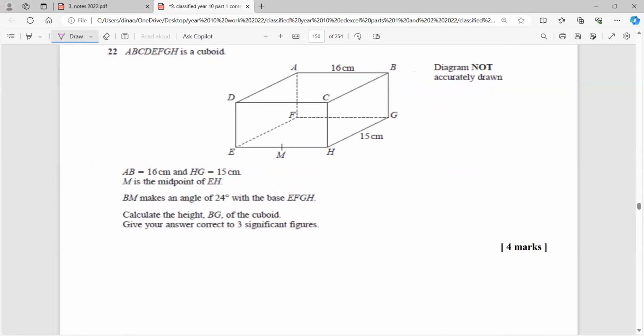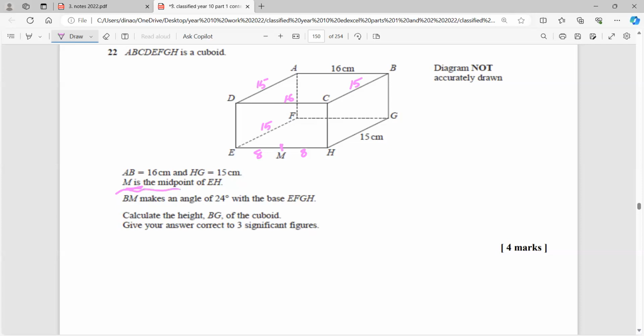Here it says A, B, C, D, E, F, G is a cuboid. Again, it's an indication of 90 degrees. AB is given as 16. We know that all of the parallel sides are equal to 16 as well. Since M is given as the midpoint, this is 8 and this is 8 as well. Now I have 15. All of the parallel sides are equal to 15 as well.